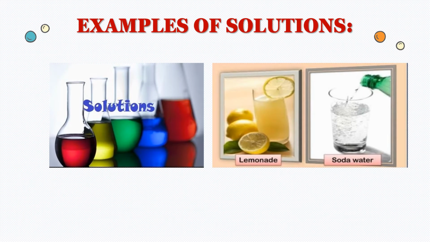So these are the examples of solution: lemonade, soda water, different colorful solutions. For example, lemonade tastes the same throughout. So that's why its composition is homogeneous throughout. This shows that particles of sugar or salt are evenly distributed in the solution.